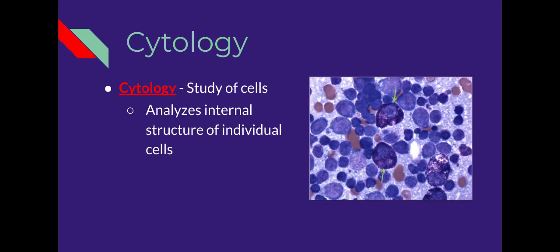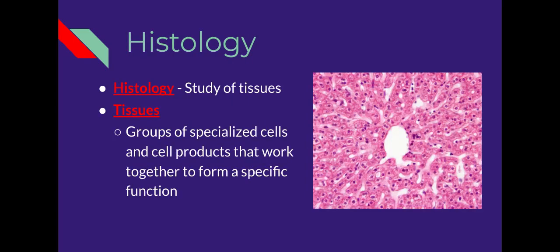Cytology. Cytology is the study of cells. The prefix cyto actually means cell. Cytologists are going to focus on analyzing internal structure of individual cells. So this is going to be a type of microscopic anatomy because you need a microscope in order to look at cells.